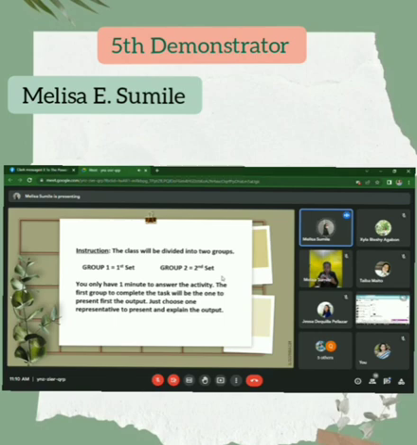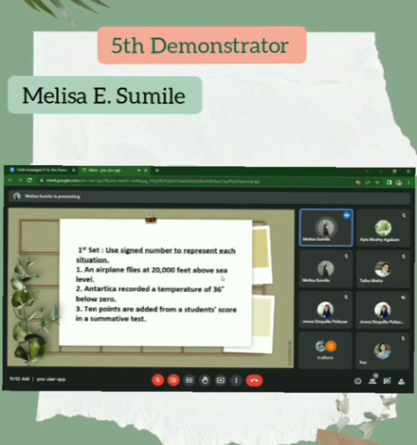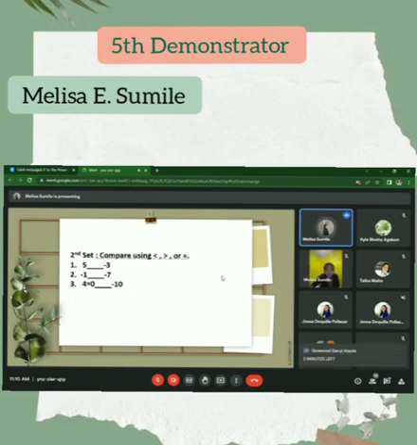we need to answer the activity. The first group to complete the task will be the one to present first the output. So first group, first serve. Don't just choose one representative to present and explain the output. Now, however, please be guided also. Okay, by the way, first set, group 1, kindly screenshot your task. And also group 2.